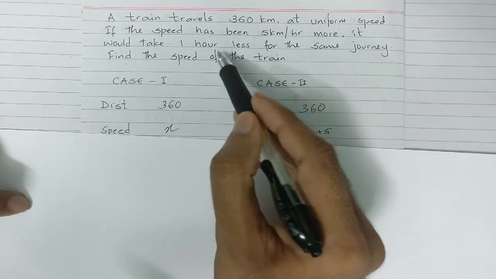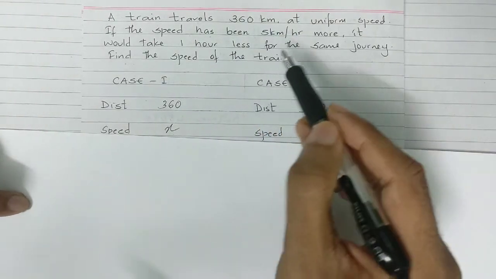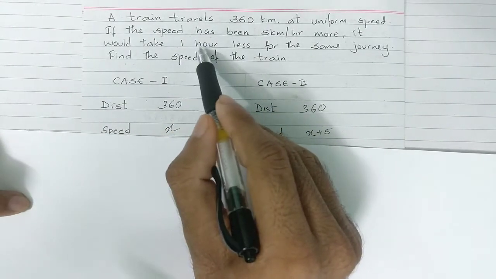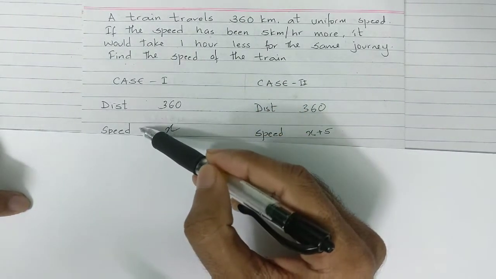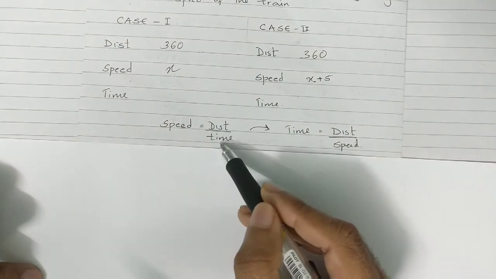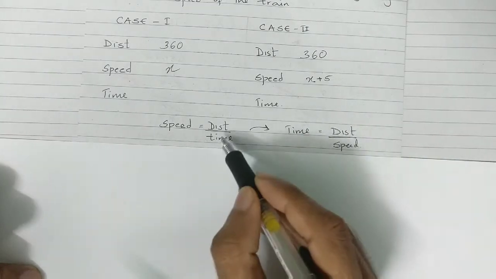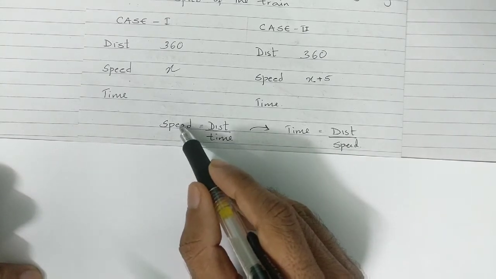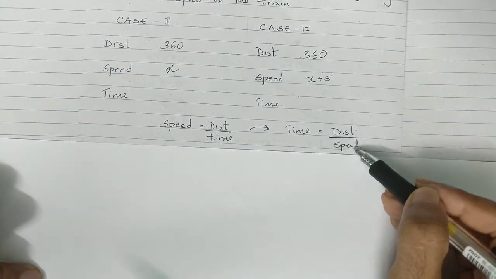Now what are we dealing with? Can I directly equate x in this to -1? No, I cannot, because you are told that it would take 1 hour less, which means we are talking in terms of time, and what is given to us is distance and speed. We know that speed is distance upon time, so time will be distance upon speed. All I have done is interchange: the time from the denominator goes and multiplies this side, and speed is brought into the denominator. So time is equal to distance upon speed.